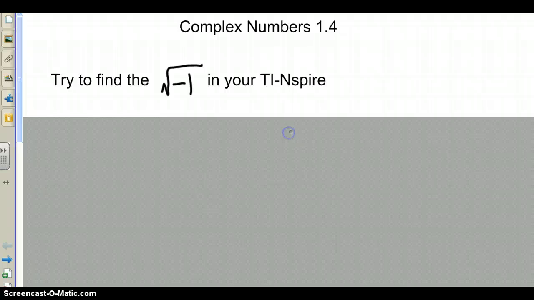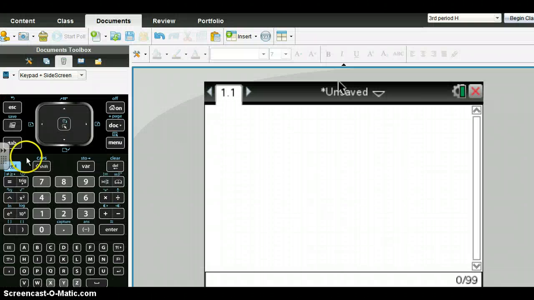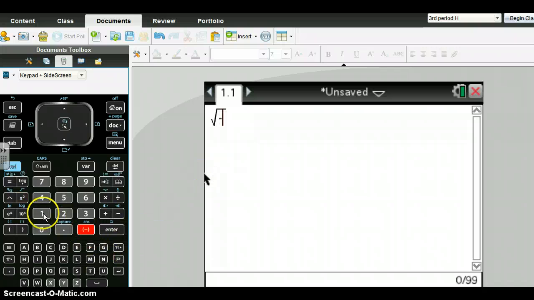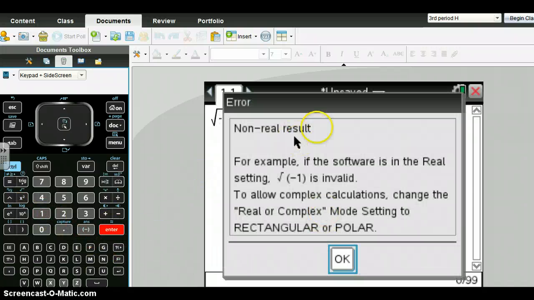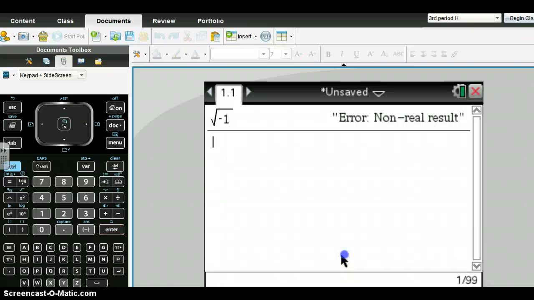Welcome to the lesson on complex numbers. First, we're going to try to find the square root of -1 in your TI-Nspire. Maybe you've tried this before, and if you do try it, you hit Control, x squared, -1, and you get this error. It says non-real result. You must change the mode.